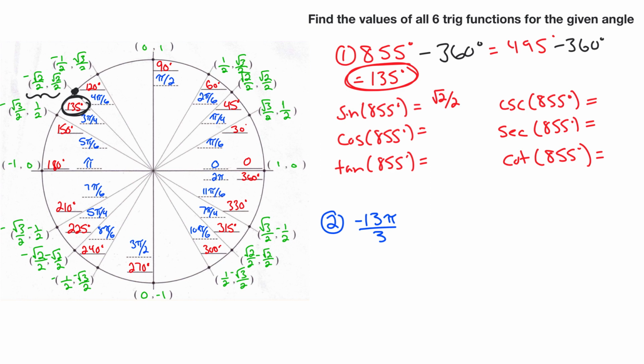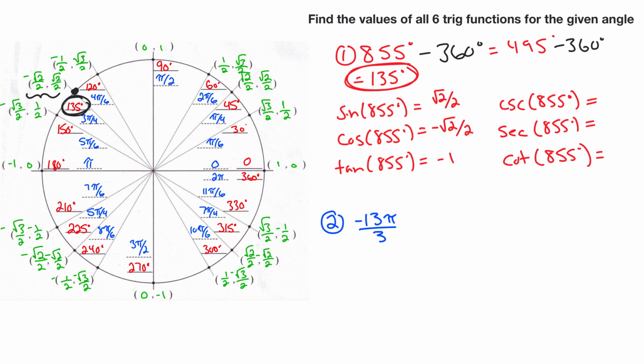Next, cosine of 855 degrees is equal to the cosine of 135 degrees. Cosine of 135 degrees is the x value of that coordinate, which is negative root 2 over 2. Then we get to the fun stuff. Now we're dealing with tangent. Tangent of 855 degrees is going to be the sine value, the y value, divided by the cosine value, or the x value. So it's going to be root 2 over 2 divided by negative root 2 over 2, which is negative 1.